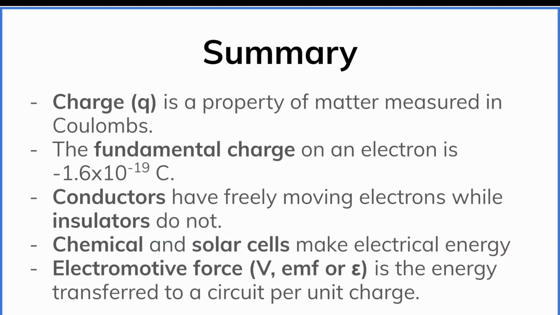In summary, charge is a property of matter. It's measured in coulombs. We have positive and negative. The fundamental charge is 1.6 times 10 to the negative 19 coulombs. Conductors have freely moving electrons, while insulators do not. We have two main types of cells, chemical and solar, and both of them convert one type of energy into electrical energy. And then the electromotive force is defined as the energy transferred to a circuit per unit of charge.